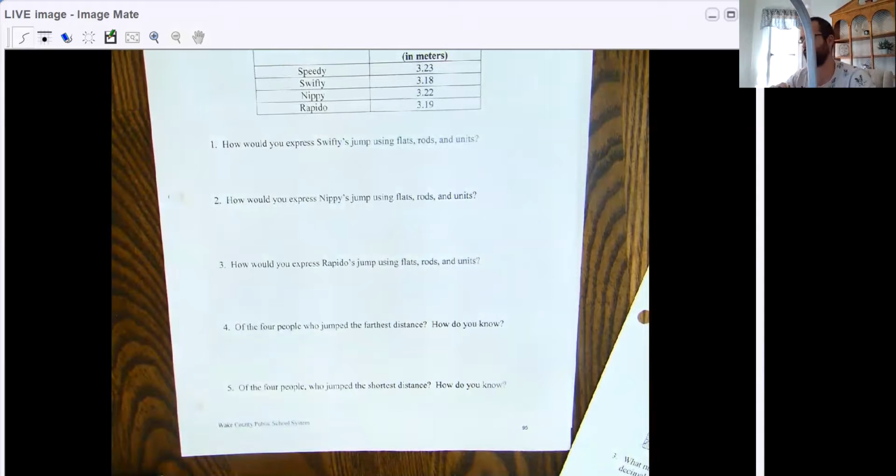So good luck, guys. Go ahead and do that now. And I will see you back here tomorrow for our next lesson. Remember, this is the first day we're doing this. It's okay if you don't understand everything. We are just jumping into our decimal place value. All right, go ahead and work on that.